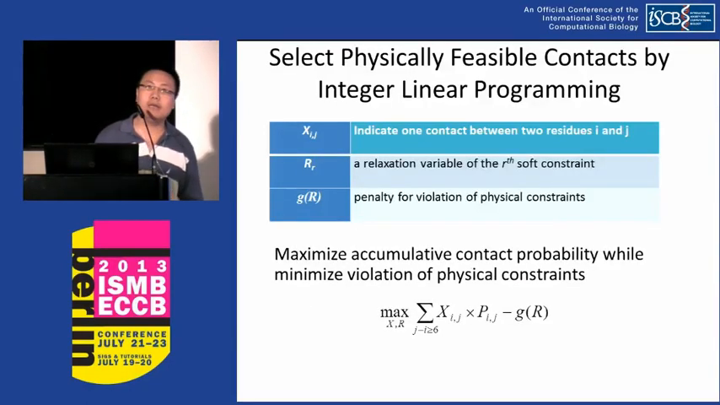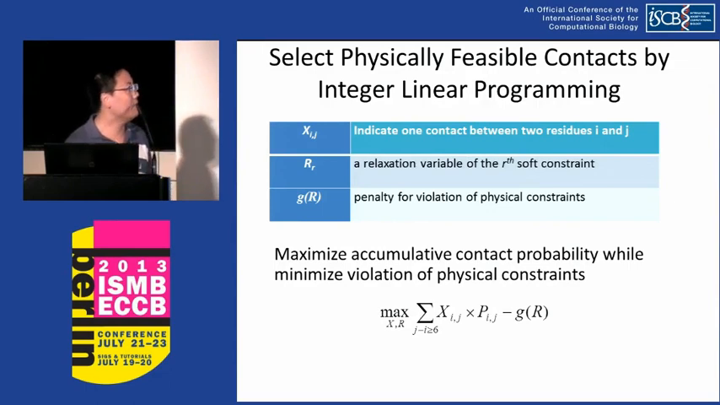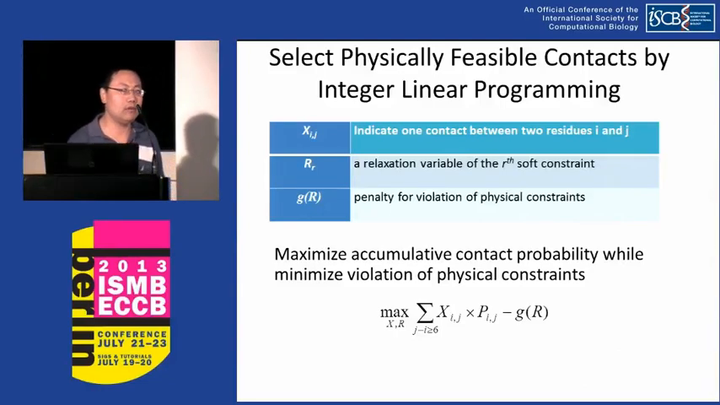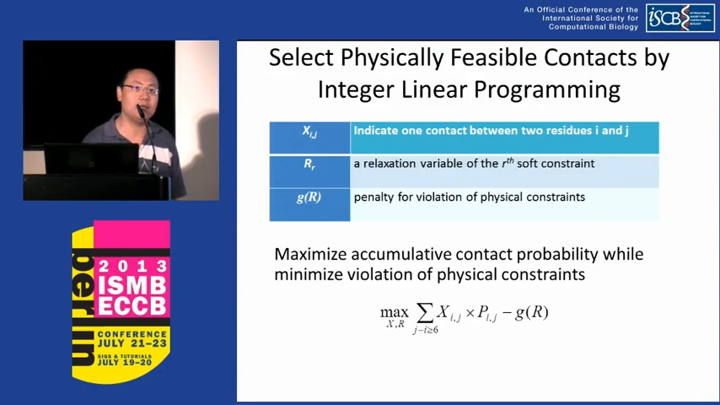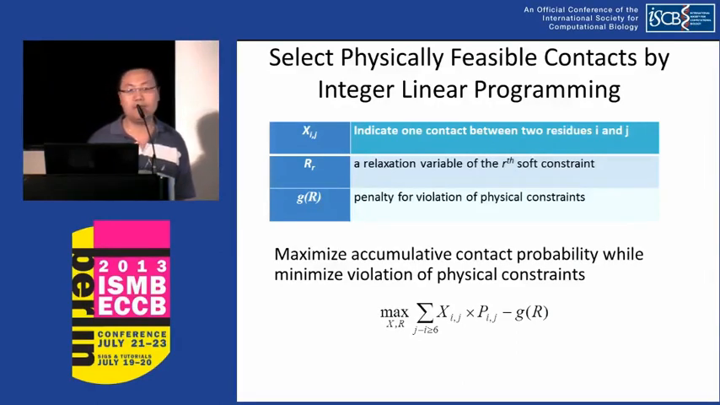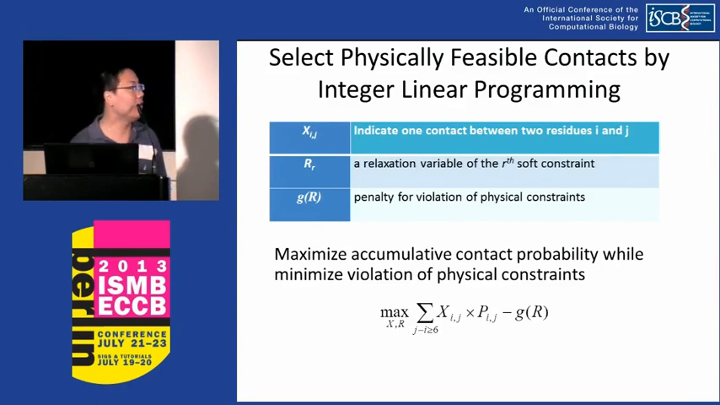I just told you how to develop the random forest model to predict the contact probability between any 2 residues. Intuitively, we would just pick the residue pairs with high probability as our prediction. But if you do this, the contact map generated may be physically infeasible. So we also want to make sure the contacts we choose are physically feasible. This is the second component of our method.